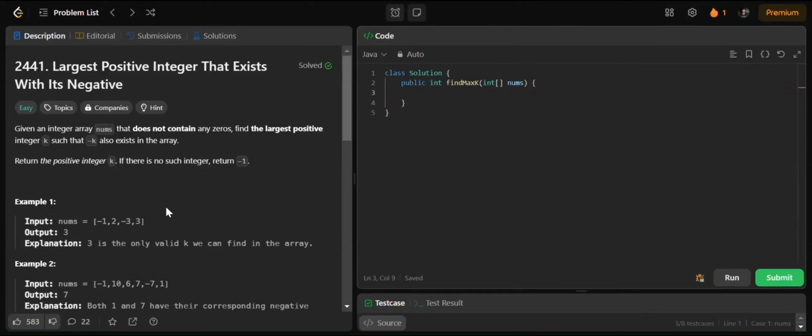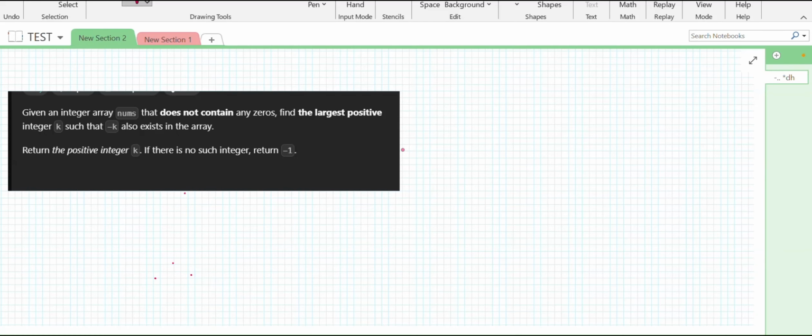Today I'll be solving problem 2441, largest positive integer that exists with its negative. Let's understand what the problem is saying. You are given an array of integers that does not contain any zeros, and you have to find the largest positive integer k such that -k also exists in that array. Return the positive integer k, and if there is no such integer, then return -1.